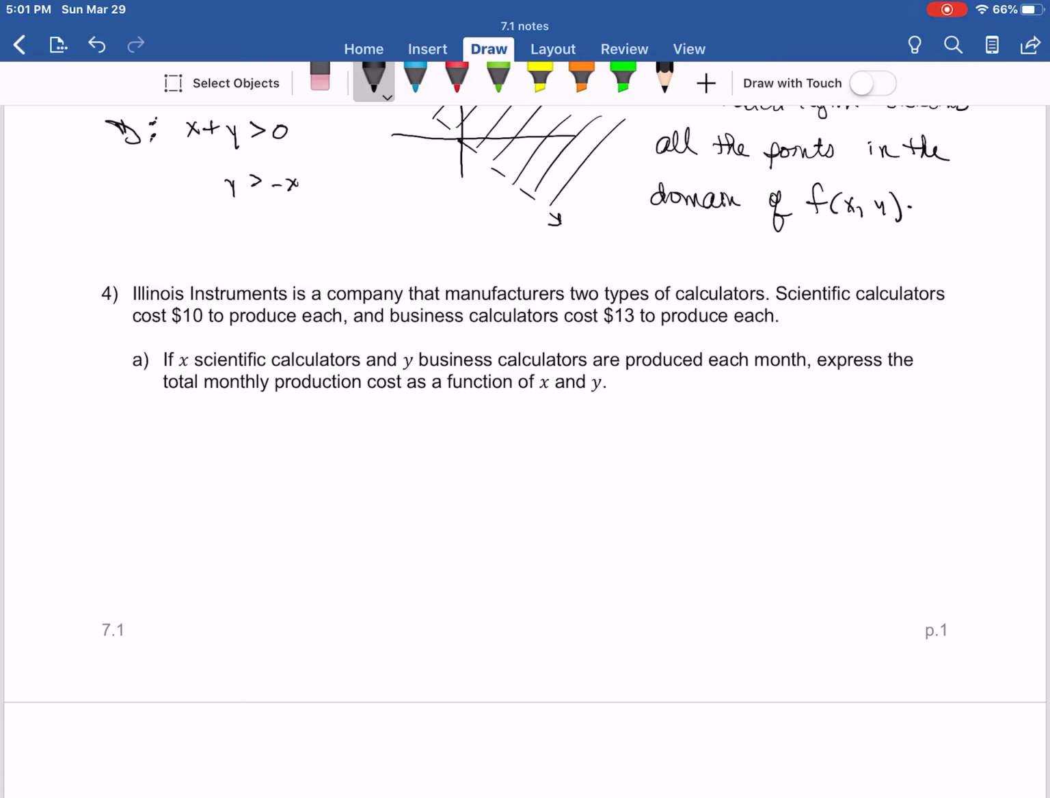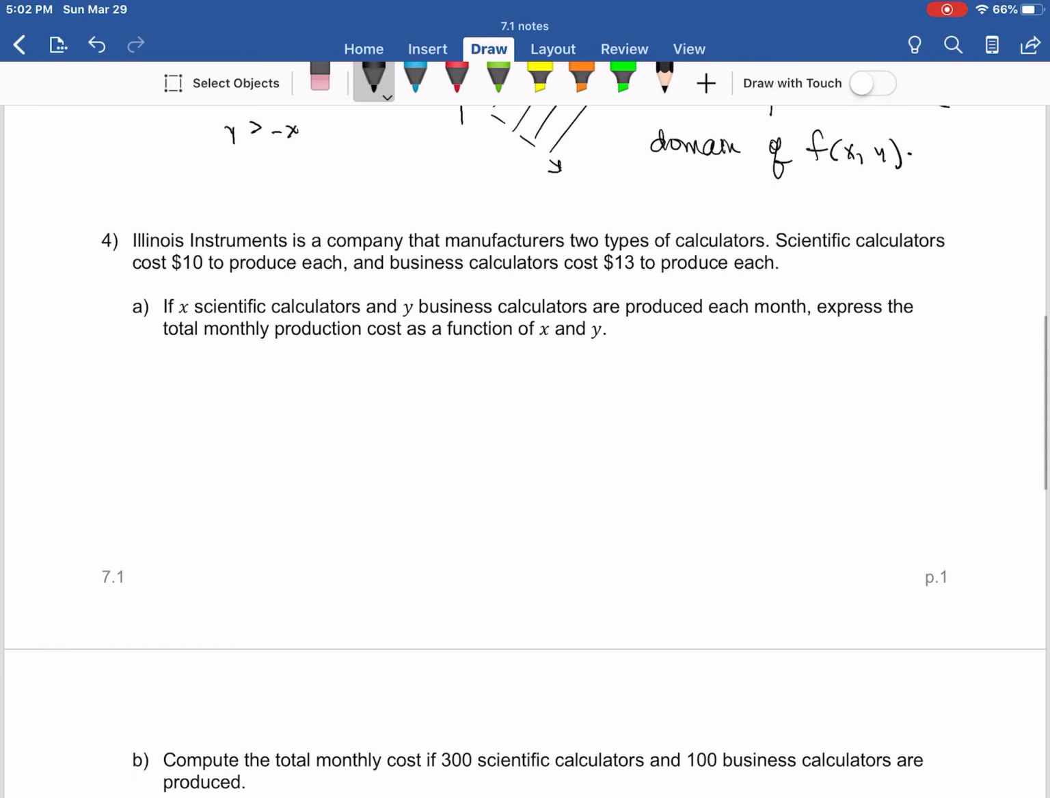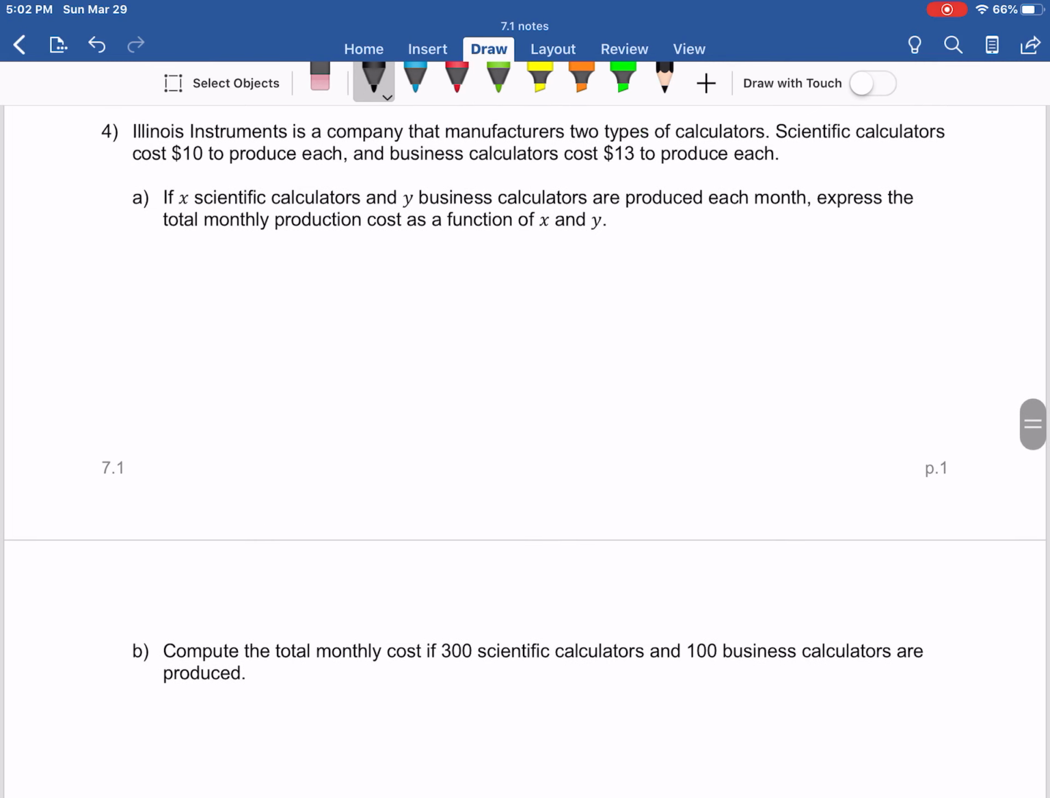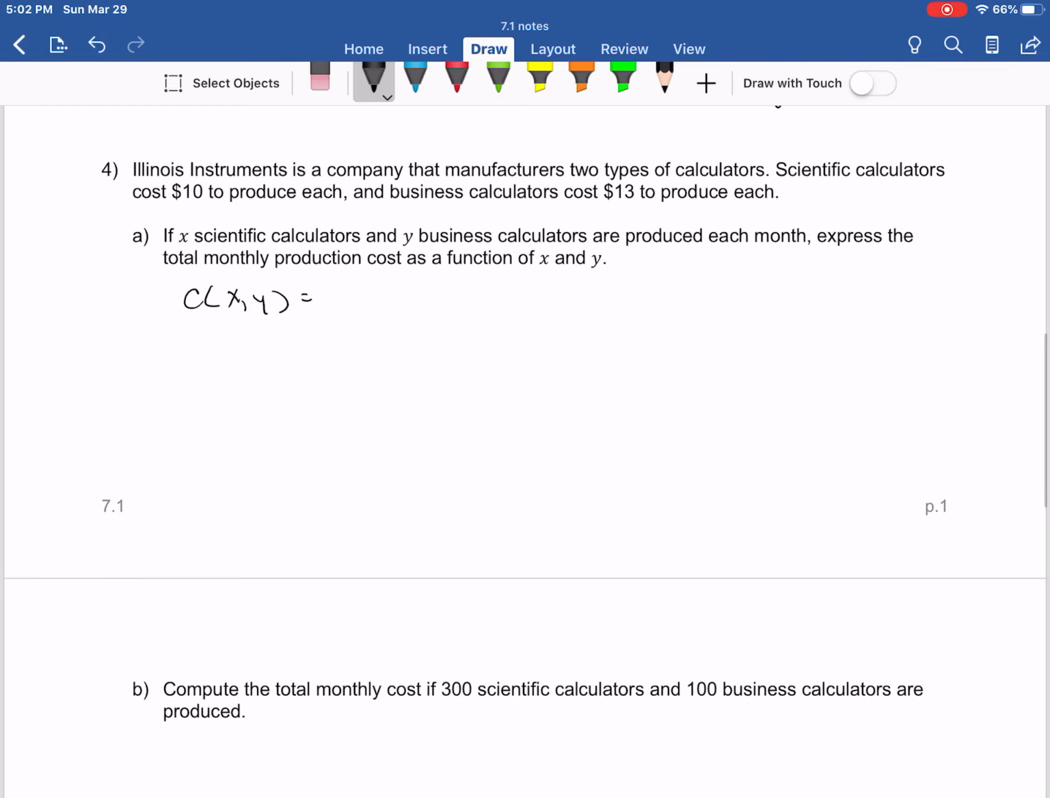Illinois Instruments is a company that manufactures two kinds of calculators. They make scientific calculators that cost them $10 each to produce, and business calculators that cost them $13 each to produce. Part A, if X scientific calculators and Y business calculators are produced, express the cost as a function of X and Y. So this time your cost is not just made up of one variable, it's made up of two variables, right? So you're producing two separate things, which is more realistic in life situations.